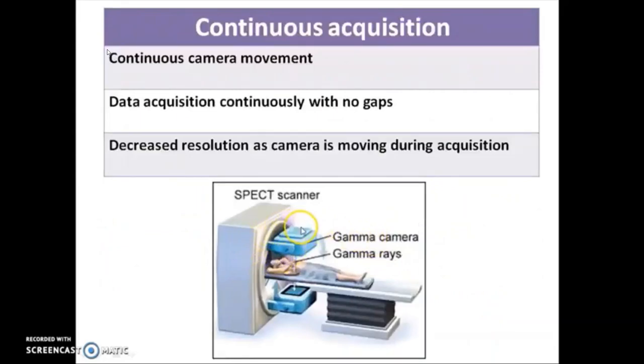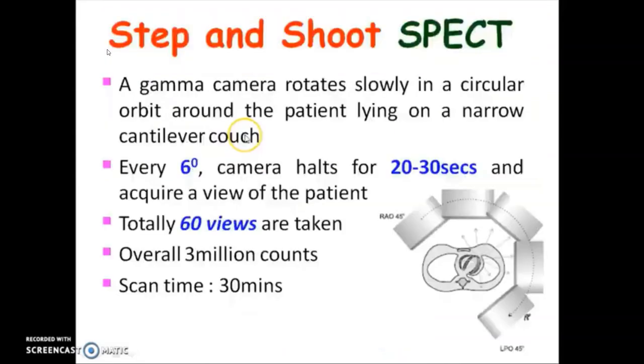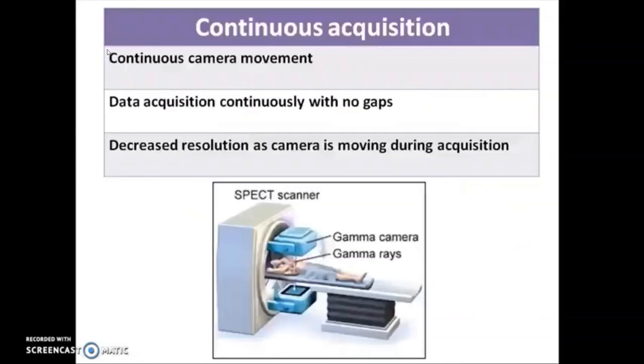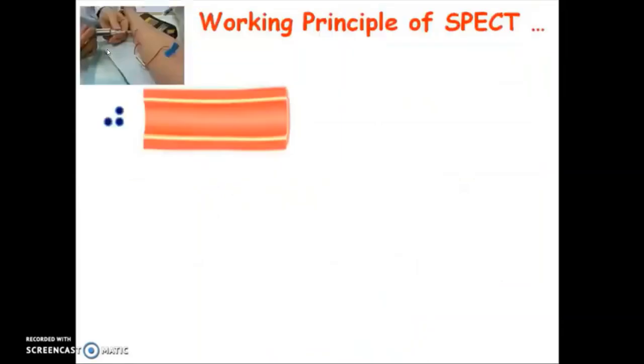Continuous technique means here the camera movement is going to be continuous. There is no stoppage in between. The data acquisition is going to be continuous with no gap. Because of the movement during the acquisition, there will be decreased resolution. As I said, the camera is moving during the acquisition. It will result in decreased resolution. So one is called the step and shoot mode. The other one is called the continuous mode.